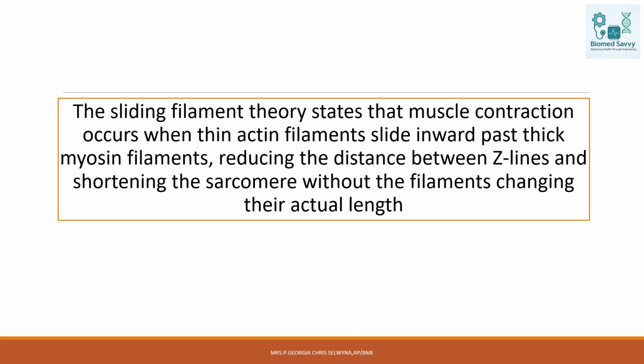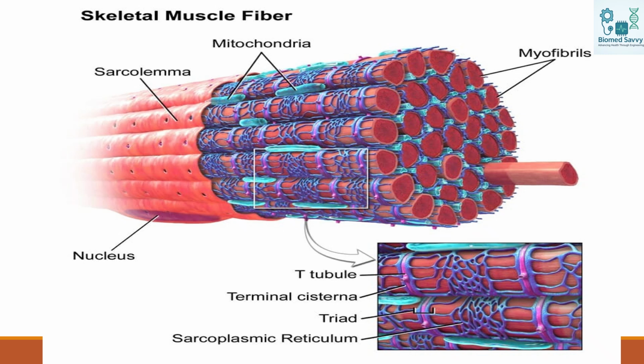According to this theory, muscle contraction occurs due to the sliding action of actin filaments over myosin filaments, resulting in shortening of the muscle fiber without any change in the length of the filaments themselves. A detailed video on the structure of the skeletal muscle is uploaded in the channel. Kindly check it out.